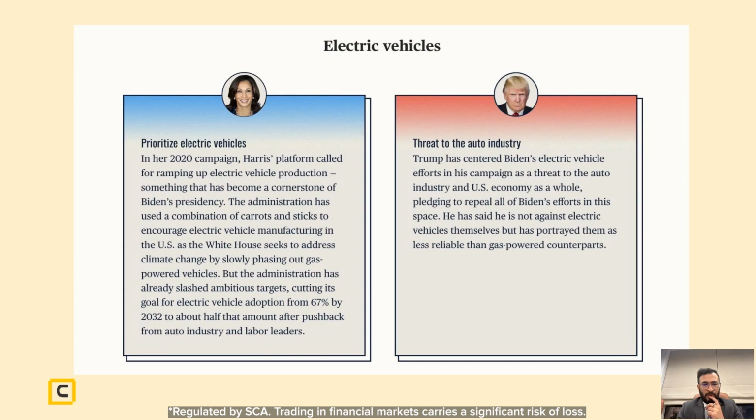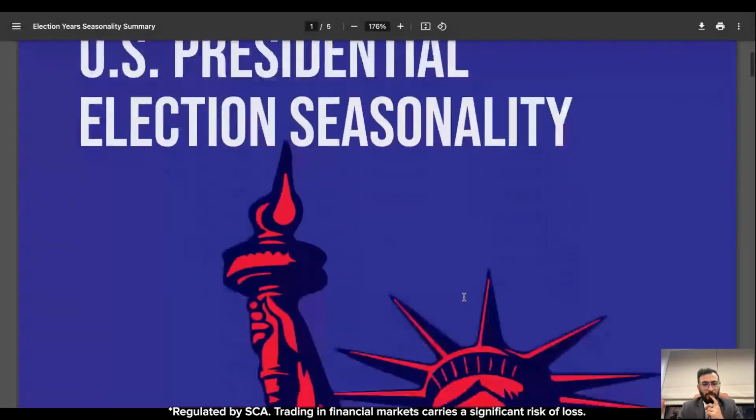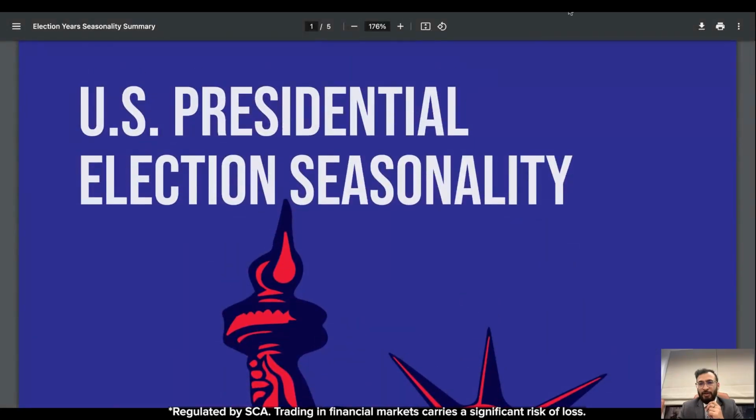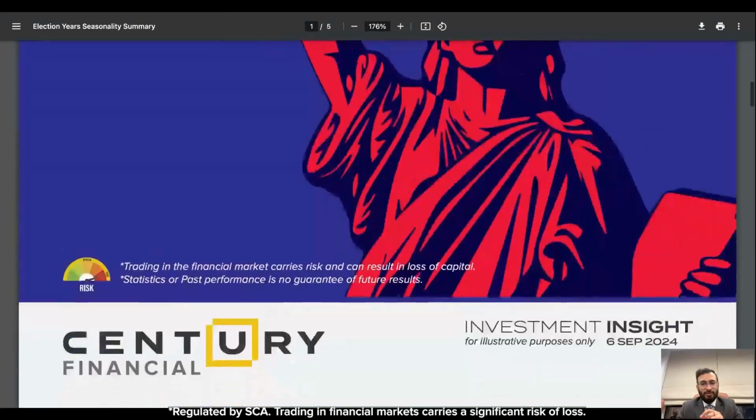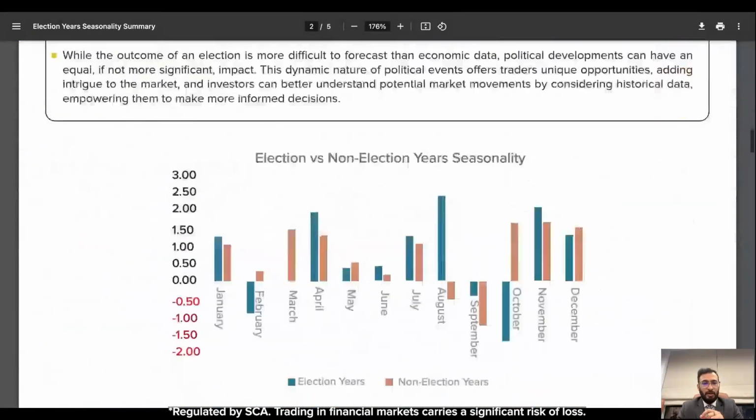Let's try to understand the seasonality. And this is something which is really important. Look at this. Hope everybody can see this right now. The presidential election seasonality. Now, today we are going to discuss how markets have performed during US elections, right?